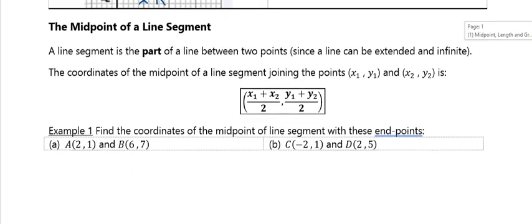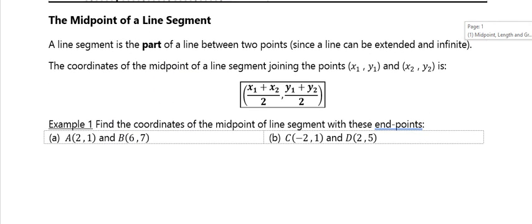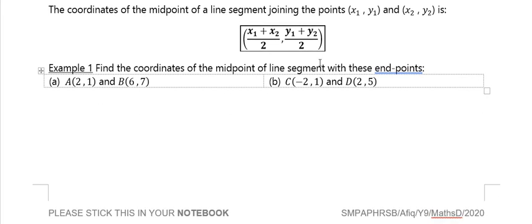So let's proceed to the first one, which is about the midpoint of a line segment. Here, this is the formula. Basically, all you have to do first is to label each of the points that you have. Let's say example 1, find the coordinates of the midpoint of the line segment with these endpoints. A is the point (2, 1), and B is (6, 7).